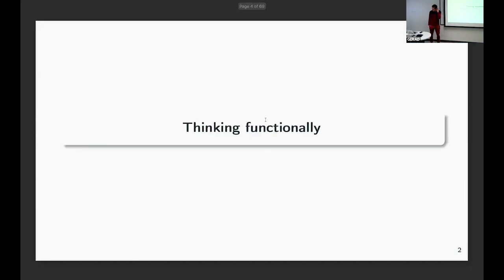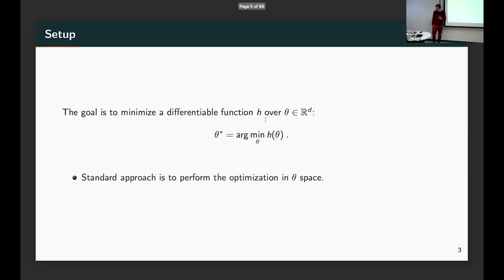So interrupt me at any time. Okay, so what does that mean, functional optimization, and how do we think functionally? So our goal is really to minimize some differentiable function h. Sorry, I'm assuming differentiability here. And this is a continuous space, of course. So theta, and I have d parameters, right? So I want to find a minimum of that function.